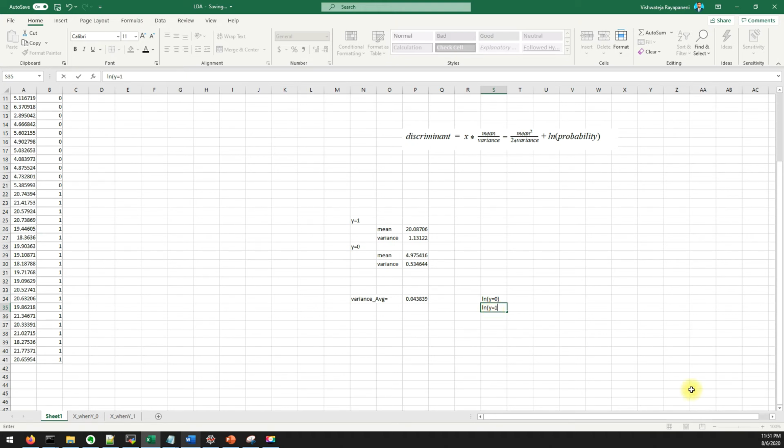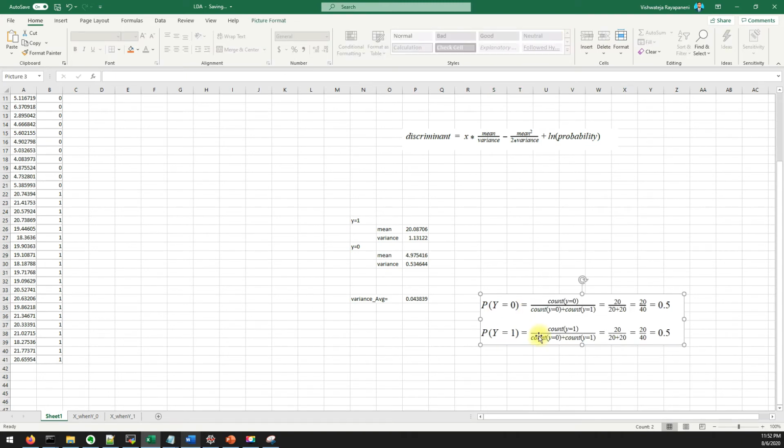If we don't have equal classes, which is imbalanced data, then obviously the probability of y equal to 0 and y equal to 1 will be different. I already have a screenshot of it. Let me paste it here. So the probability of y equal to 0 is count of y equal to 0 by count of y equal to 0 plus count of y equal to 1. Count of y equal to 0 is 20, and we have 40 records in total, so 20 by 40 is 0.5. Again, when y equal to 1 it is the same case.